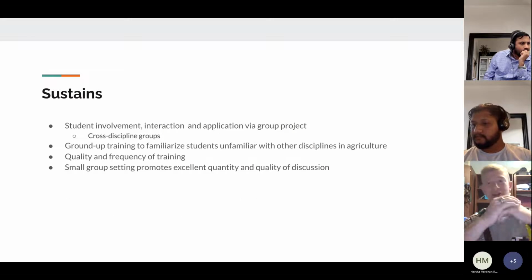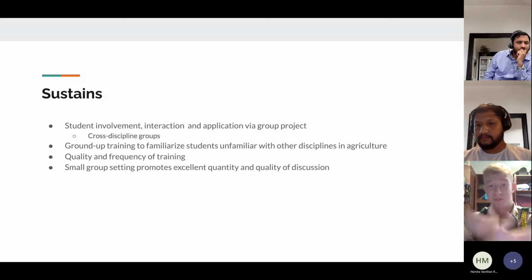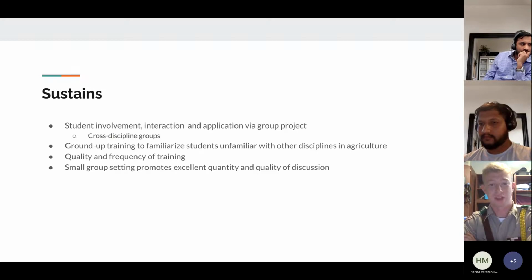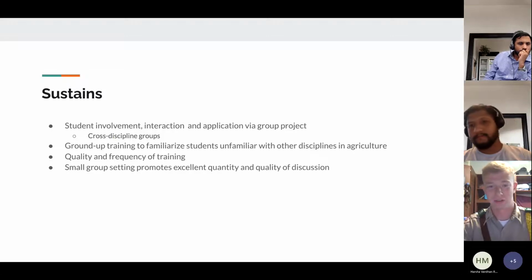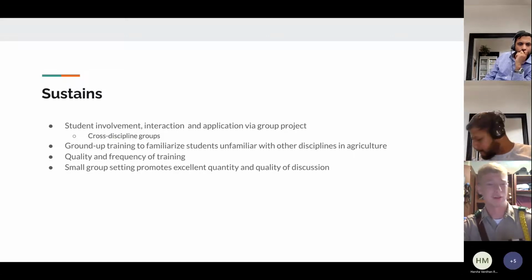So some of the sustains that we identified for the program, first of all, student involvement, interaction, and application through the group project. That was amazing. All of the groups were segregated across the discipline groups, and we were assigned data that we weren't necessarily familiar with. I was good with the animal science data, but my two partners weren't as confident with it.